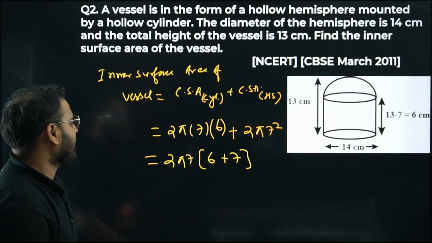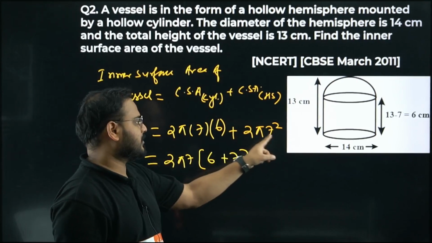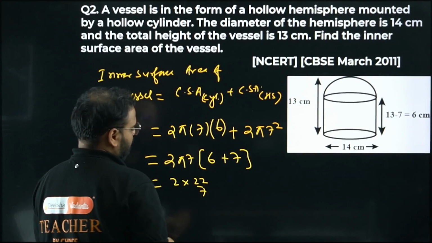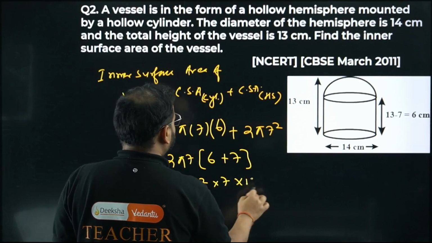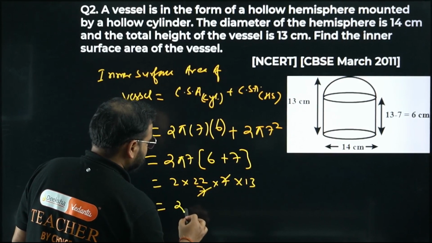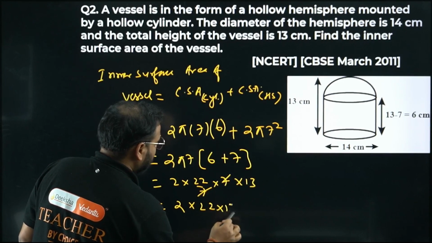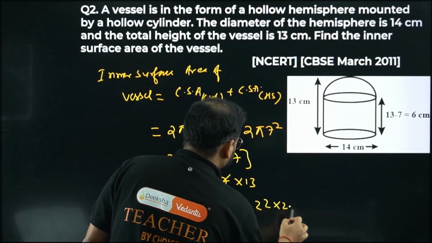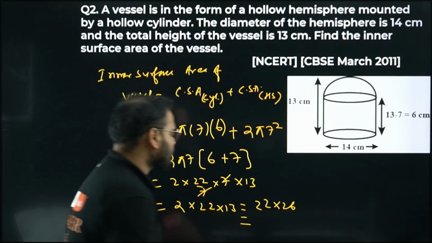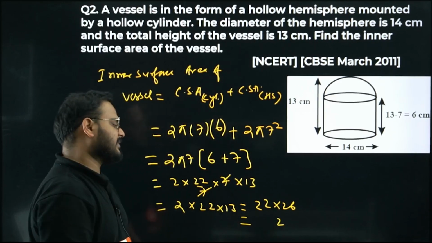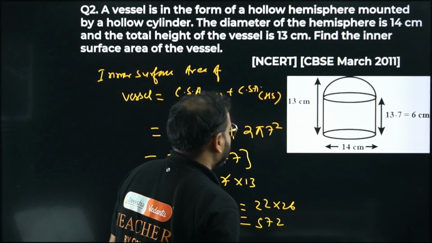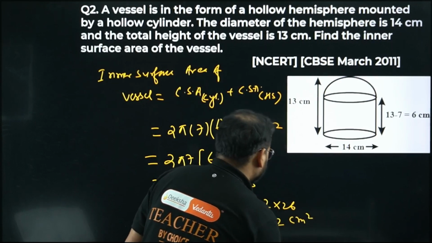What am I getting here? 6 plus 7, right? 2 pi 7 common, 2 pi 7 over here, 6 plus 7, so 13. So I'm getting 2 times 22 by 7 times 7 into 13. Have a look, 7 goes out. What I'm getting is 2 times 22 times 13. How much is this? 22 times 26, right? 13 into 2 is 26. 26 times 2 is 52, so 2, 5 is carry. 26 times 2 is again 52 plus 5, 57. So 572 is the area, in centimeter square. This is my answer.